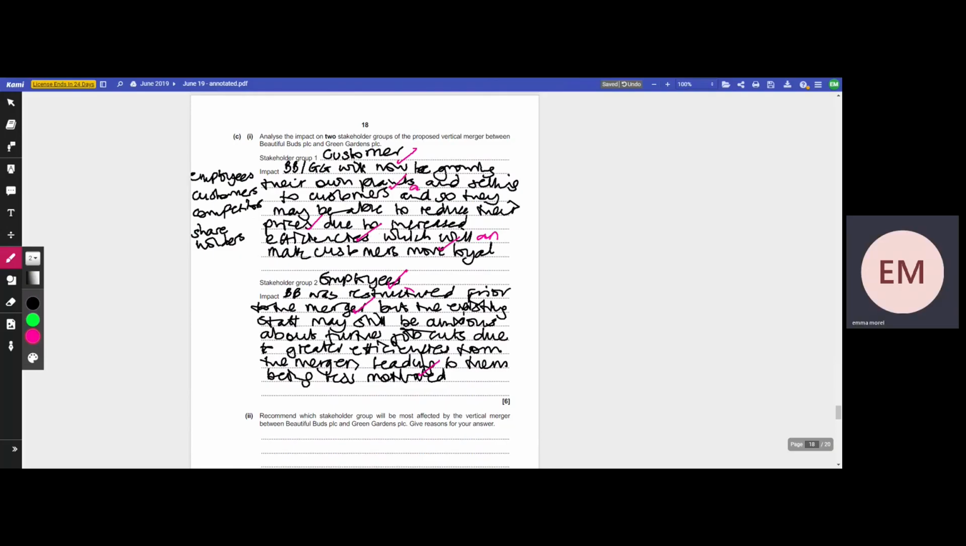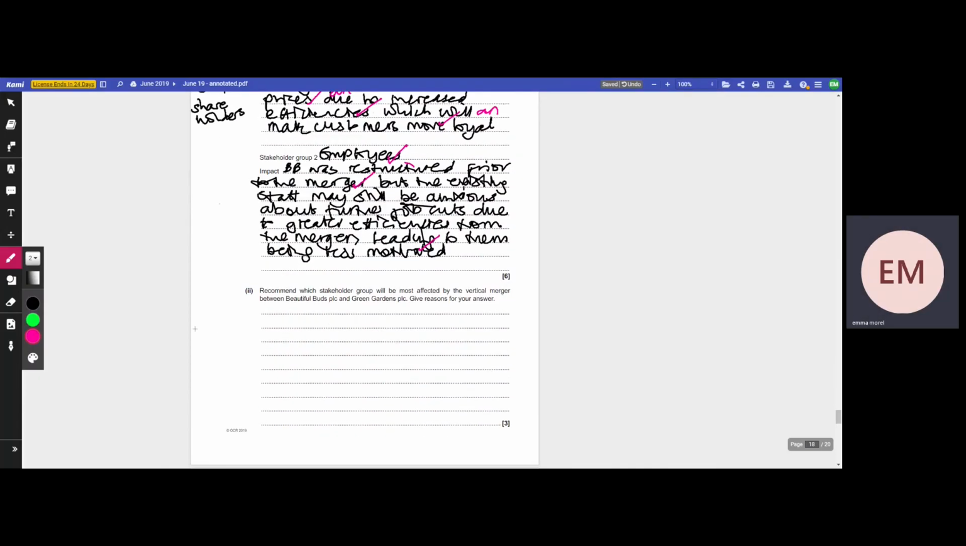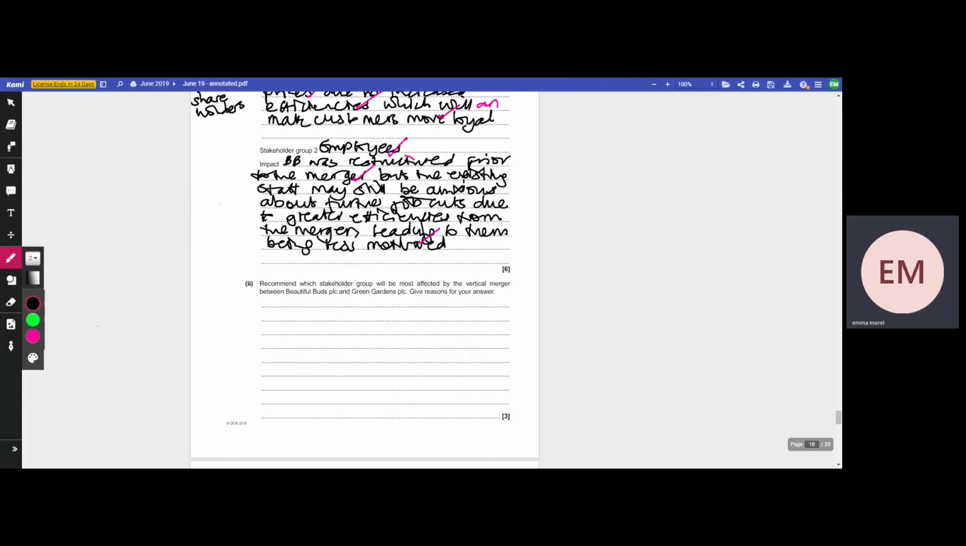That's my application mark here. Okay, reduce their prices. I might even just be able to stop there, but I think it's quite good to keep going if you're not too time pressured, just to make sure you're nailing those marks. Now, again, we've got a recommend question. Who's going to be most affected by this? Okay, so we've got to decide, is it the employees or is it the customers?